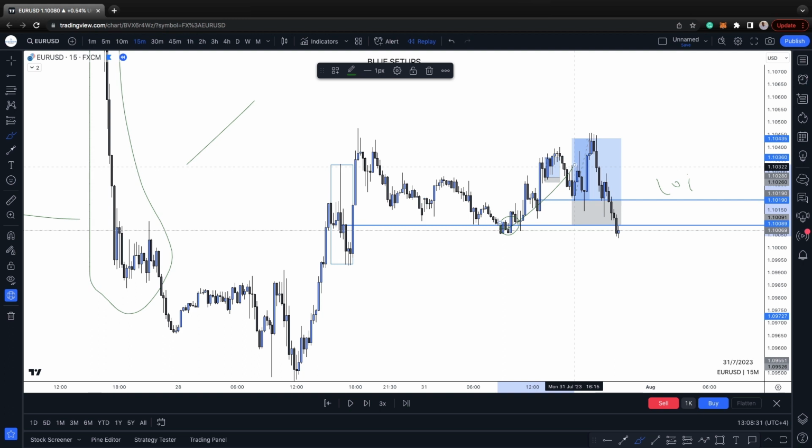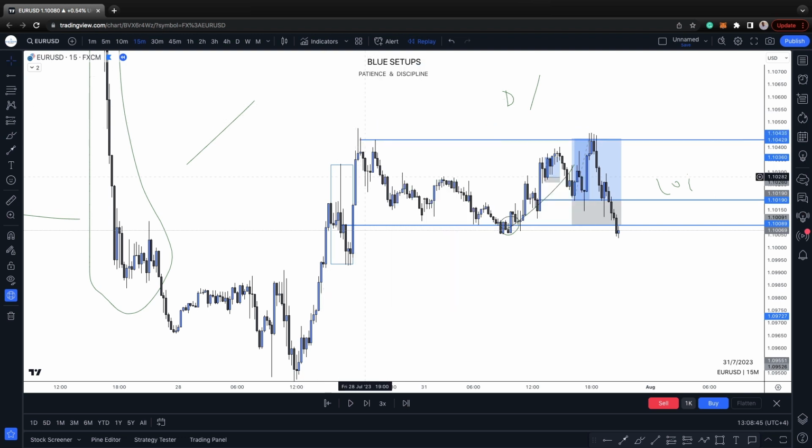Okay, remember our overall context on the daily is bullish. Now we are on the 15 minutes, right? So this would have been my overall target right here, for this market to come back into this blue box. Once it comes into it, I want to see those confirms.